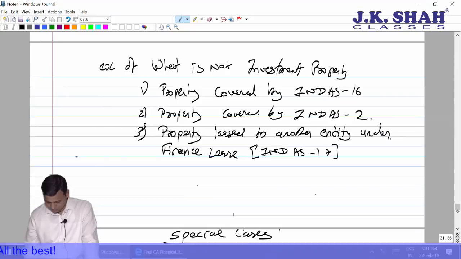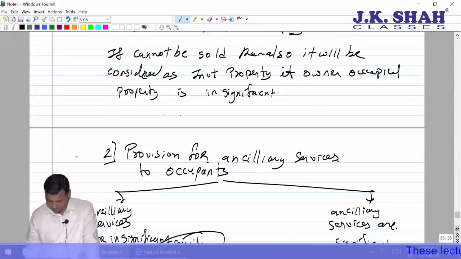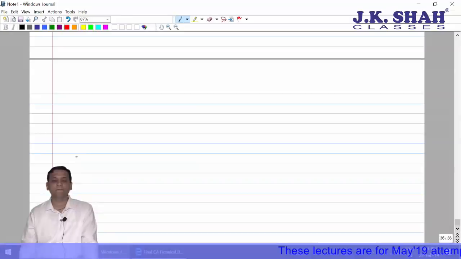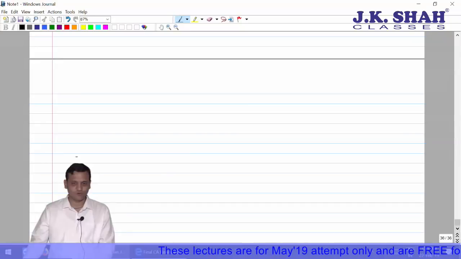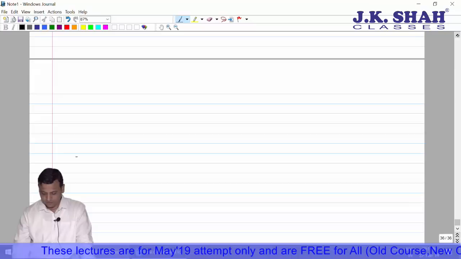Do you remember the special cases? How many special cases? Three. First, what was the first special case? Partially occupied, owner's own property, I can say. So, in that first case, partially occupied investment property.